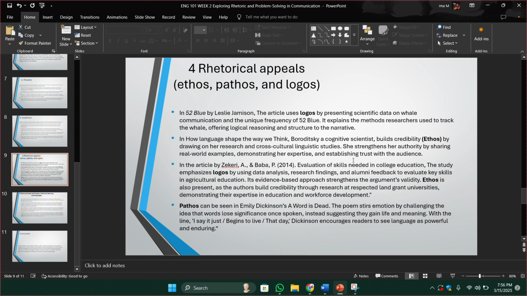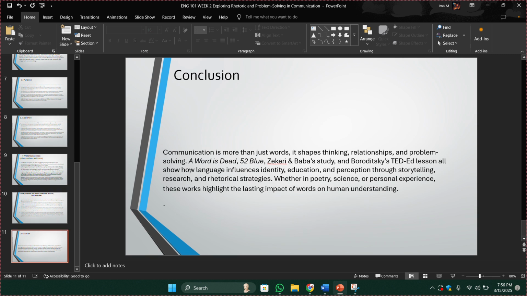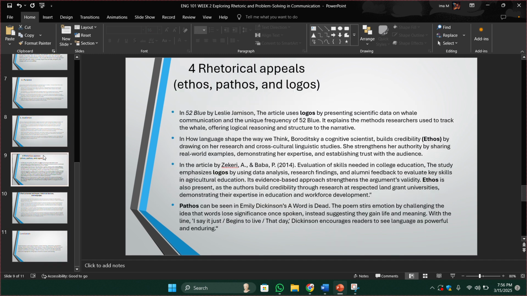In Zakaria and Baba's article, what stood out to me was logos, on how they use data analysis, research findings, and the feedback of alumni to evaluate the key skills in agricultural education. Also, ethos is present here. The authors were looking to build credibility through their research. And then lastly, in Emily Dickinson's "A Word Is Dead," what stood out for me was how the poem was able to stir emotion by the ideas it was bringing forth.